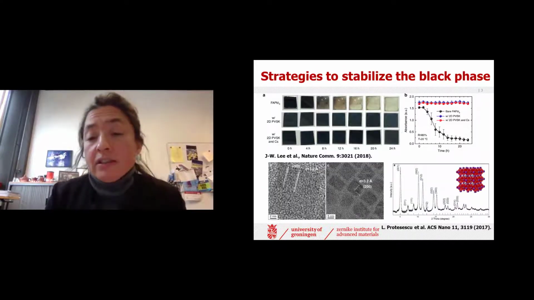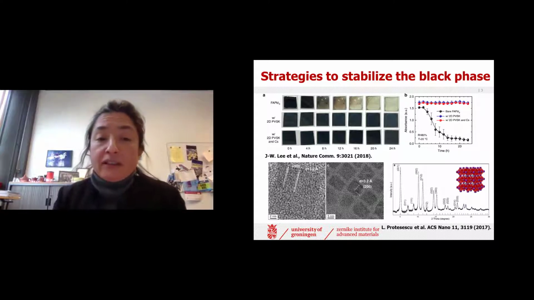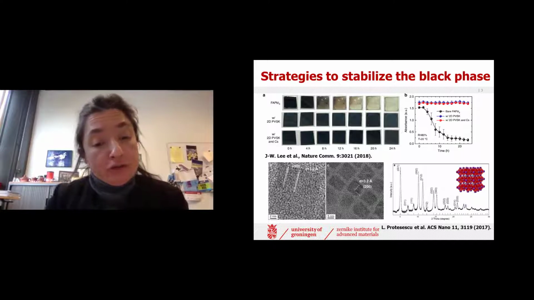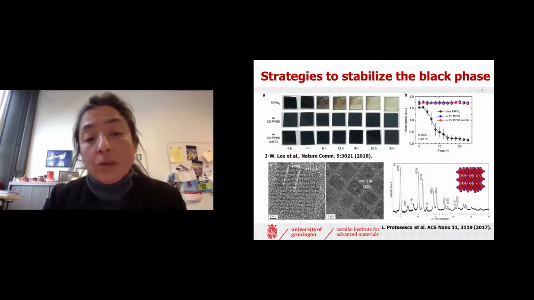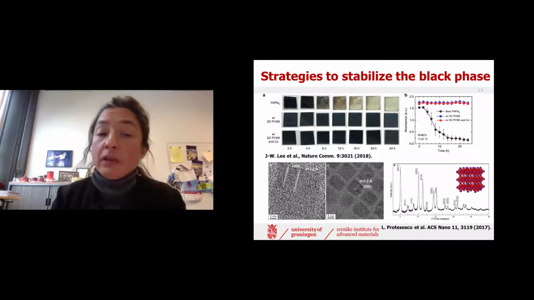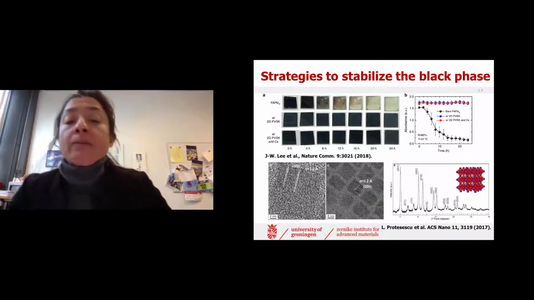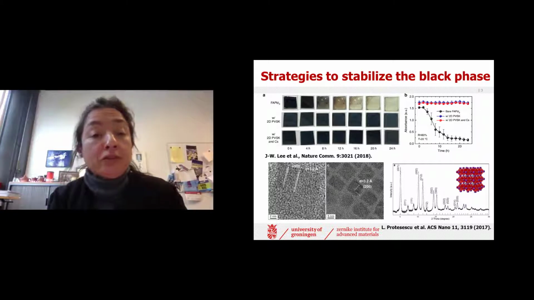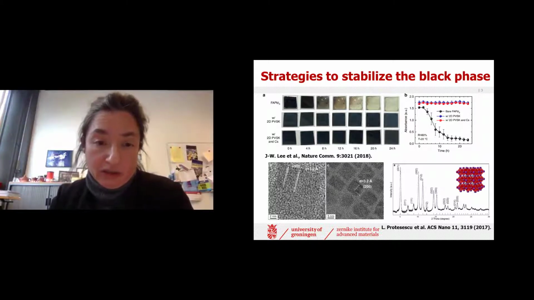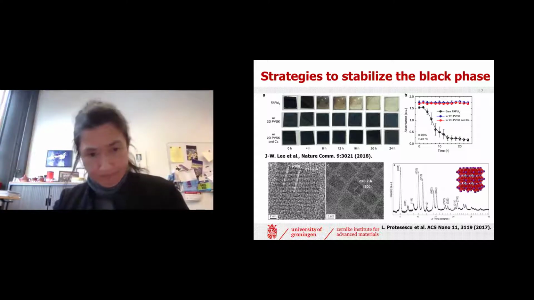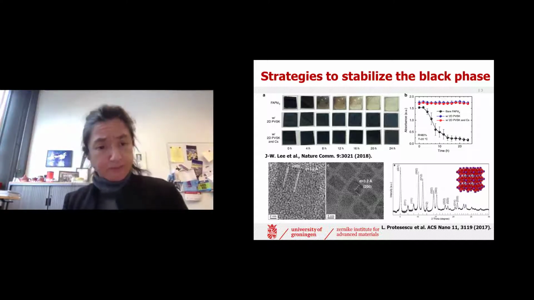Now, in the literature, several strategies have been reported to stabilize this black phase, and I show just a few examples. One of them, reported in this paper, has been to introduce some two-dimensional perovskites into the three-dimensional phase. These mixtures show much higher stability in time. As you can see, this is the pure three-dimensional material, and these below are the mixtures.